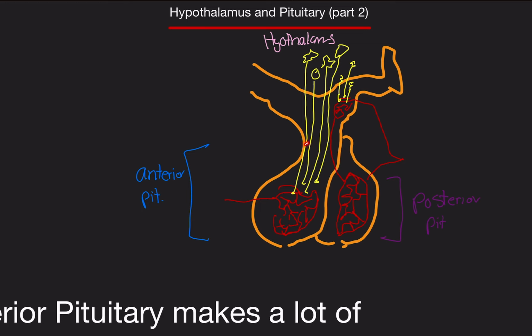So the anterior pituitary is this part right here. In the last video, we went over the posterior pituitary, which is this little portion. The anterior pituitary is this. The hypothalamus is above the pituitary gland. The hypothalamus makes stimulating hormones. They travel down the nerves and go into the anterior pituitary, causing the anterior pituitary to secrete different types of hormones.